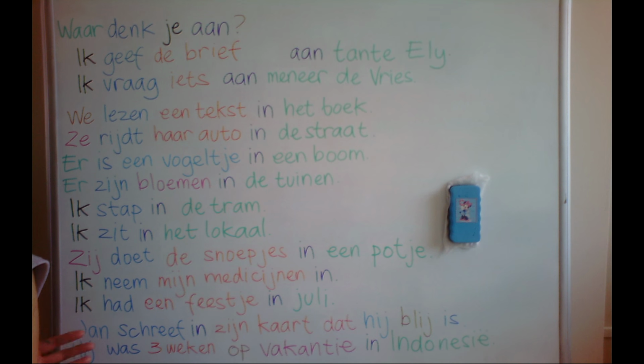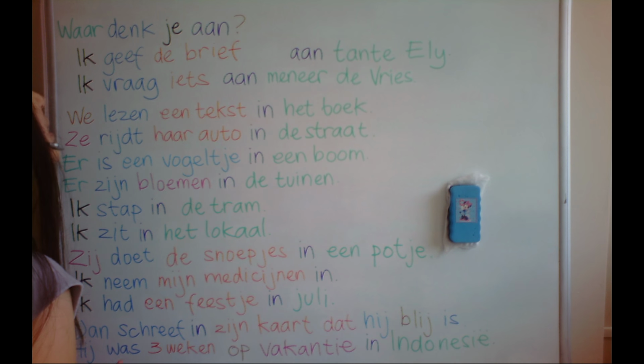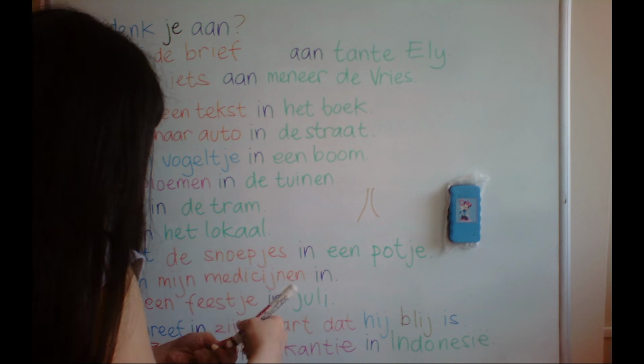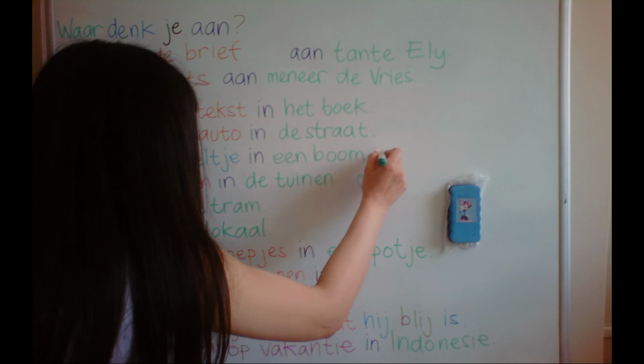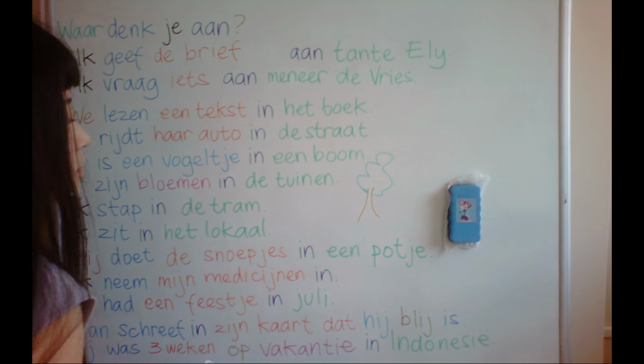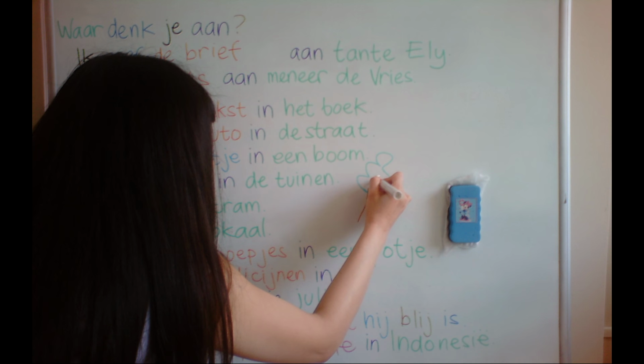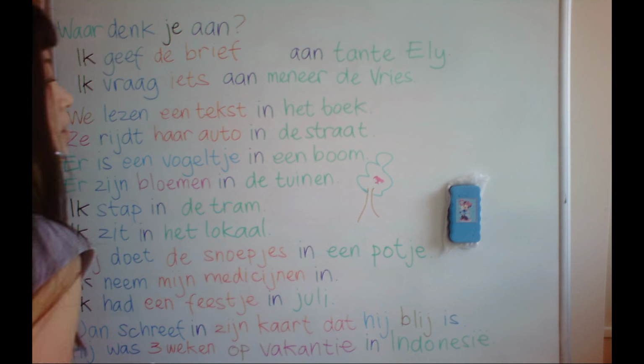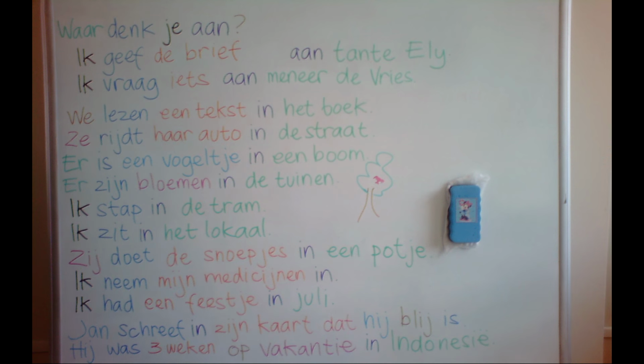In English we put on, but in Netherlands you don't put on, you put in. It's like if I draw a tree, the bird is in the tree, like this. Maybe it's not flying. It's like that. In the tree. In een boom. Is een vogeltje in een boom.